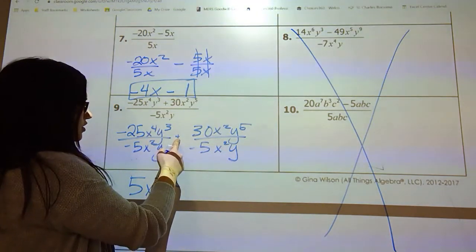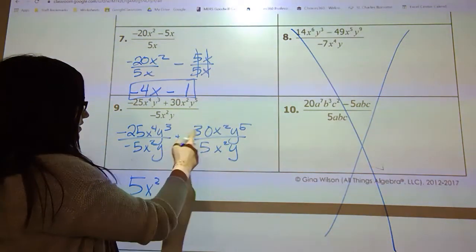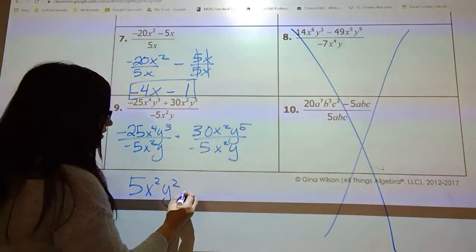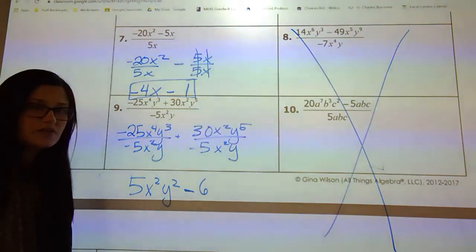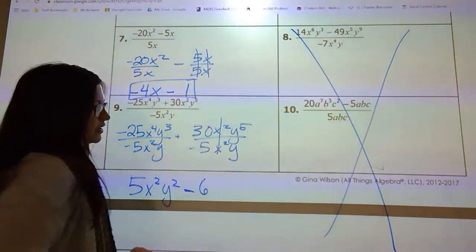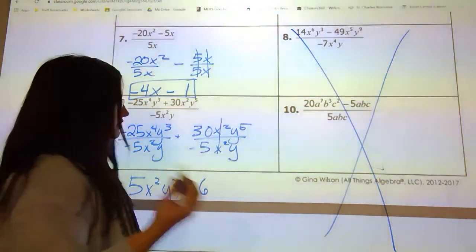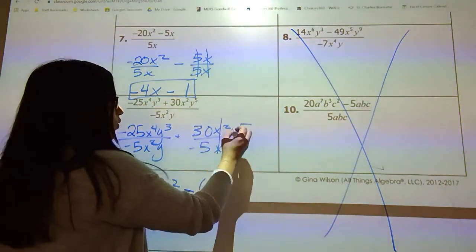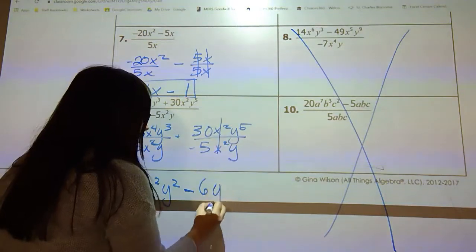All right. So before I write this plus sign, let's think about this. I have a positive divided by a negative. That will leave me with a negative, right? 30 divided by 5 is 6. X squared divided by x squared is just 1. And negative 6 times 1 is still negative 6. Y to the 5th divided by y is y to the 4th.